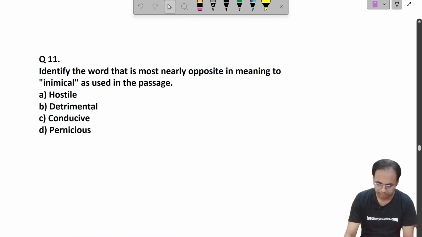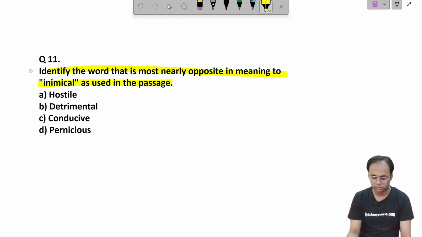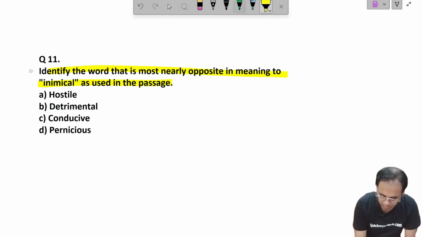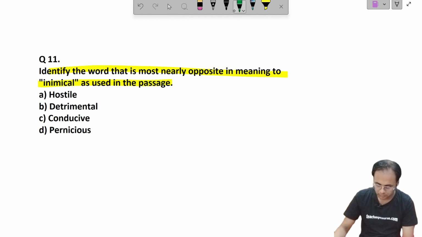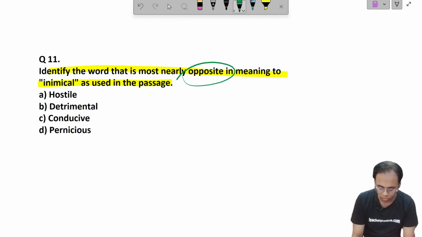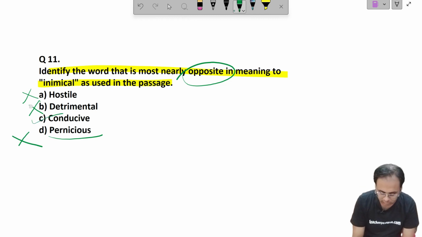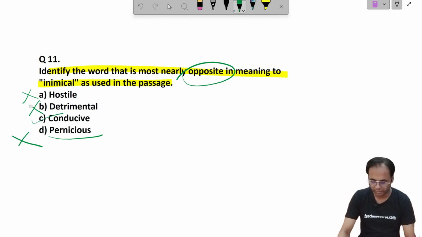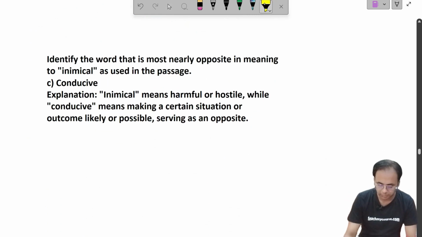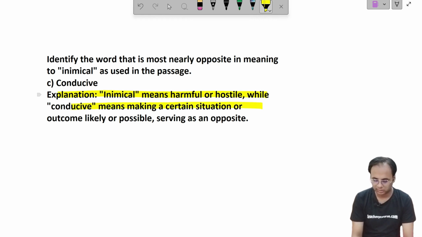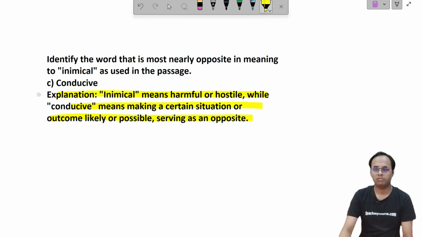Next question. Identify the word that is most nearly opposite in meaning to inimical as used in the passage. Inimical is something hostile or bad. So hostile is basically the synonym, and we have to find the antonym. So hostile cannot be it. Detrimental cannot be it because it is also harmful. Pernicious is also a negative word which means harmful. So the only positive word is conducive, which is supporting something. The explanation: inimical means harmful or hostile, while conducive means making a certain situation or outcome likely or possible, serving as the opposite.